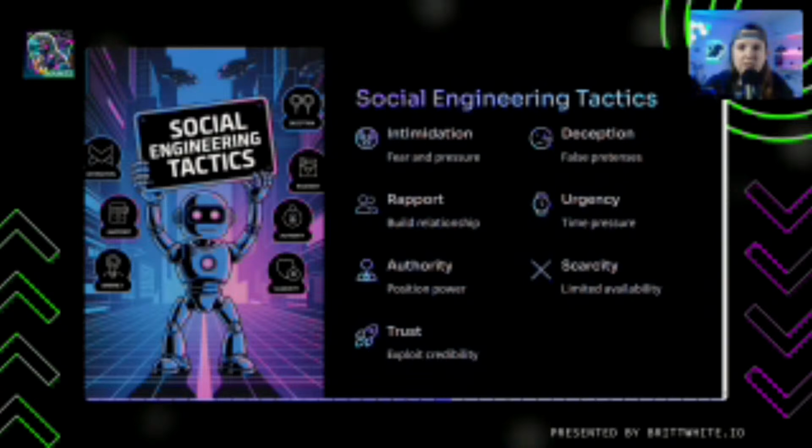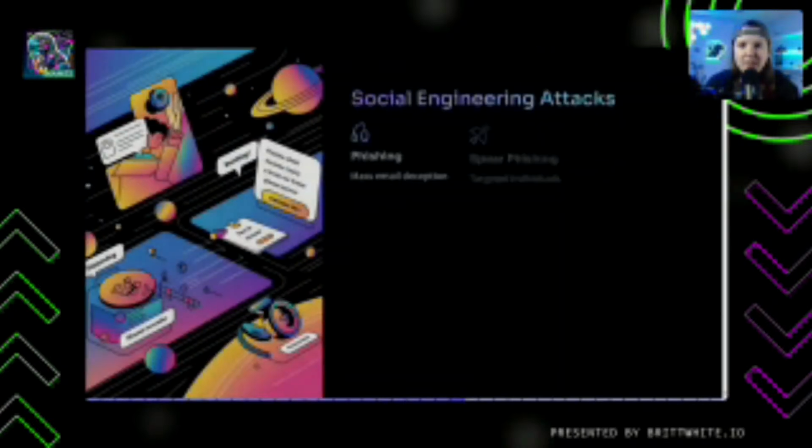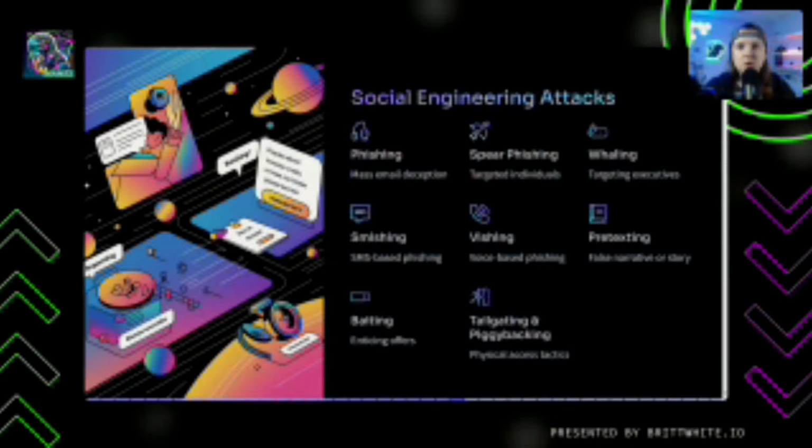Attackers exploit this by claiming everyone else is participating. For example, 90% of your colleagues have already updated their passwords this way. Now that we know how attackers might manipulate the human element, let's take a look at some common forms of social engineering attacks. Let's talk about phishing, one of the most common social engineering attacks.